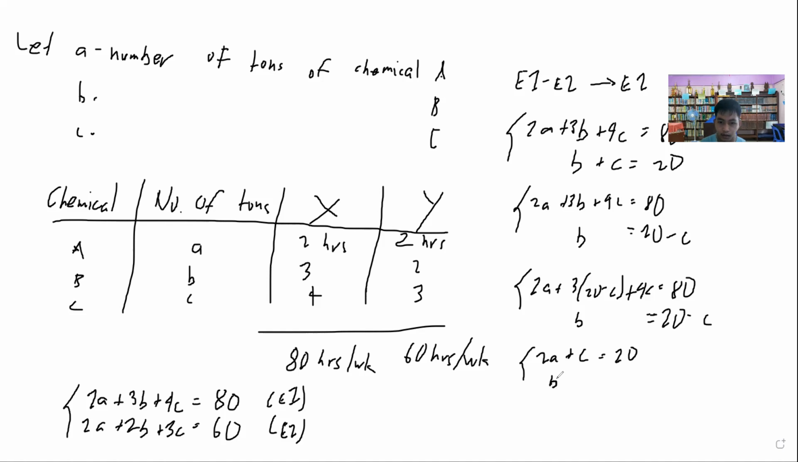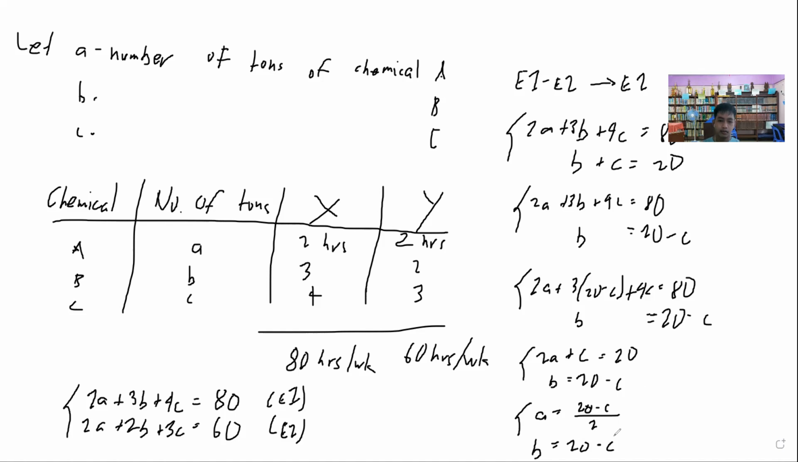Tapos, meron tayong B equals 20 minus C. So, in terms of A, yung task natin ay A equals, so transpose si C, tapos divided by 2. Tapos yung B natin ay 20 minus C. Okay? Next.